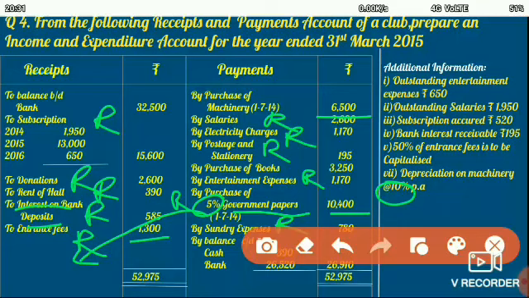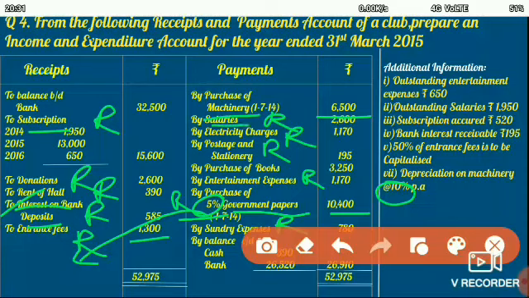Now we will see which accounts require adjustments. We will mark that. Now subscription requires adjustment. Then we have interest on bank deposit. It requires adjustment, and we also have to take this 5% interest on government papers, which is an accrued interest because we did not receive the cash of the interest on government papers. Then on the payment side, we have to take depreciation on machinery.